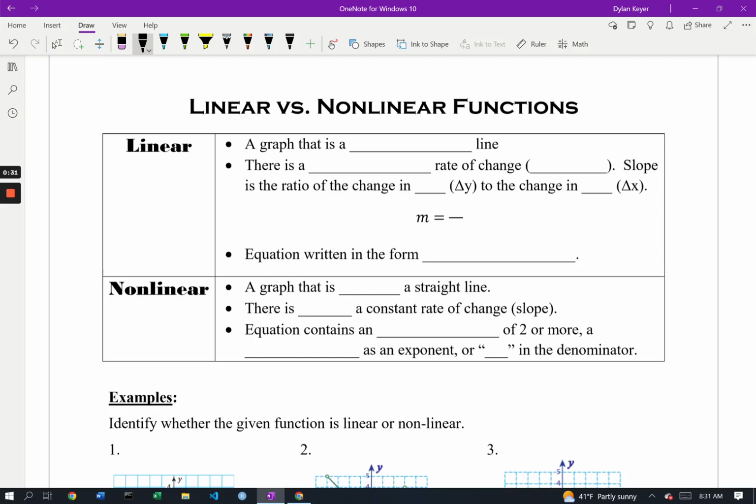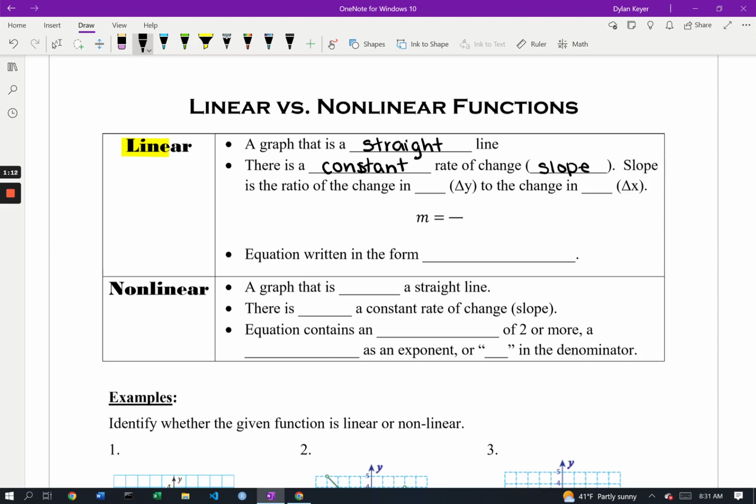This is Unit 5A, video number 5 on linear and nonlinear functions. Linear functions have the following characteristics. A graph that is a straight line, which should make sense because the word linear has the word line embedded right in it. Straight lines have a constant rate of change, which is called slope.